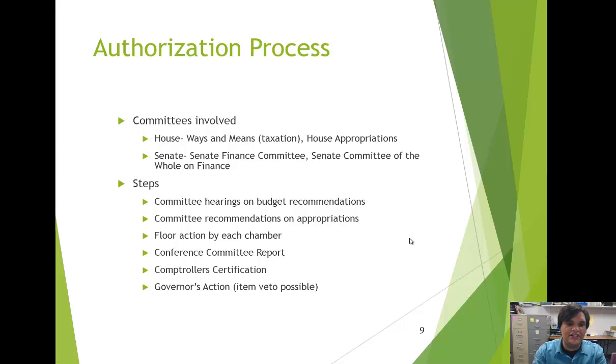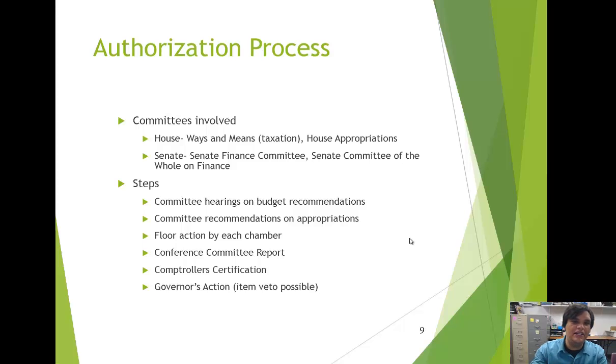So once the floor action is done, then the Comptroller of Public Accounts, remember that's an agency of the plural executive, will actually certify the budget. And then the governor will have to sign off on the budget, and there's an item veto, which is possible. Say that the governor doesn't agree with a particular item in the budget, an item veto is possible. But usually the governor just goes ahead and signs off on it, and that's all part of the authorization process.